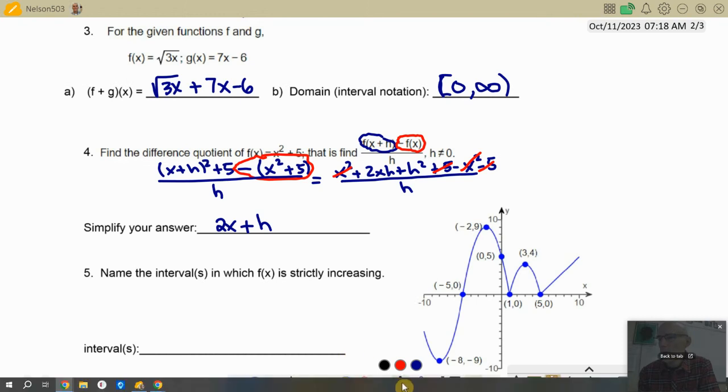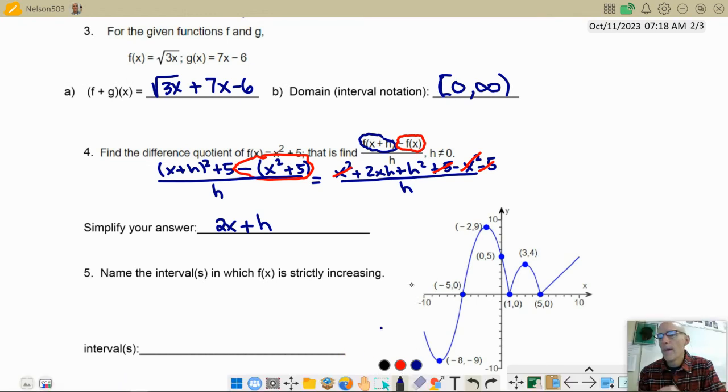Okay, so on problem number 5, it wants to know the intervals in which f of x is strictly increasing. So it's increasing from left to right if the function's going up from left to right. So there it's increasing, there it's increasing, and here it's increasing. We should have 3 answers over here.